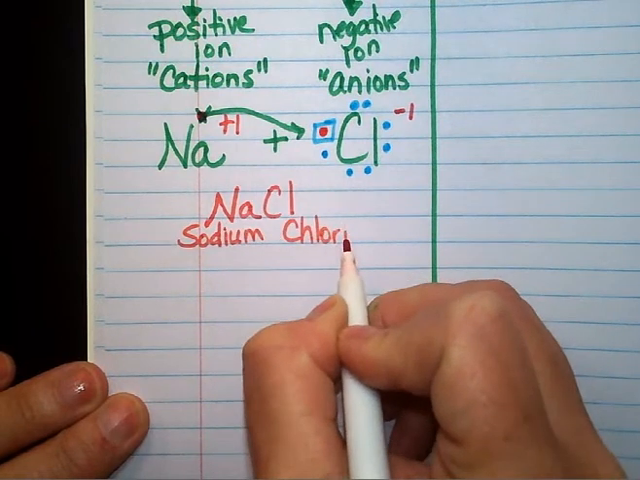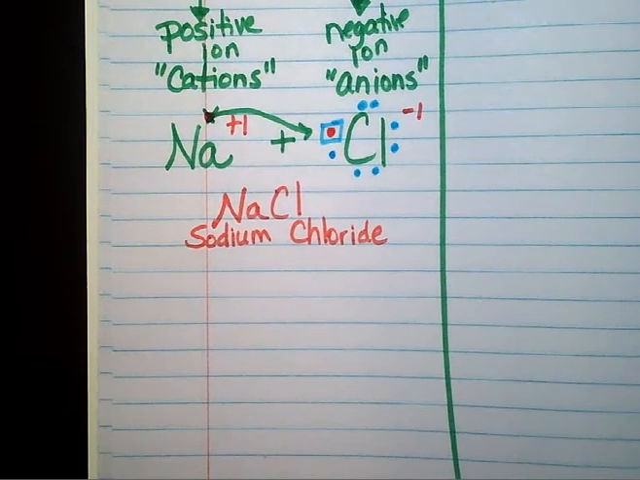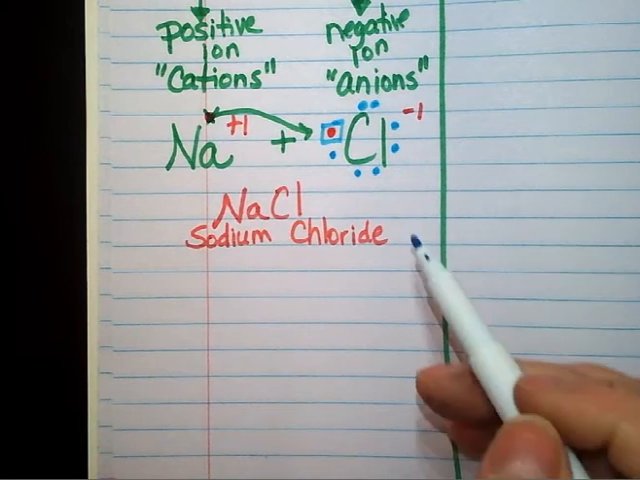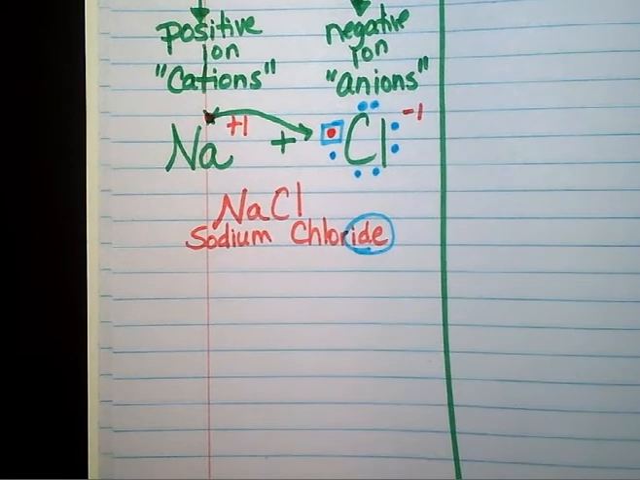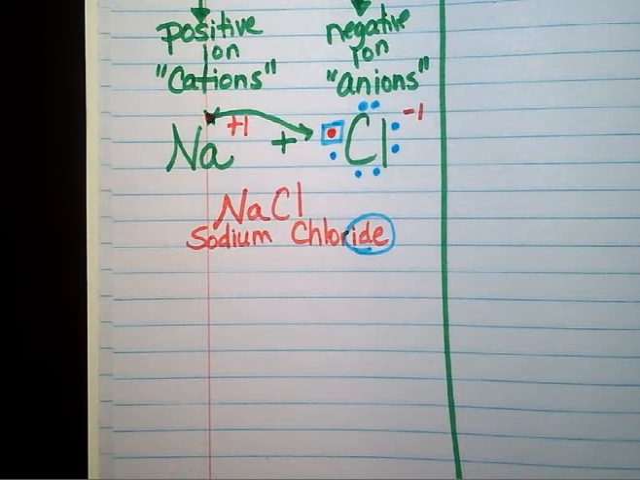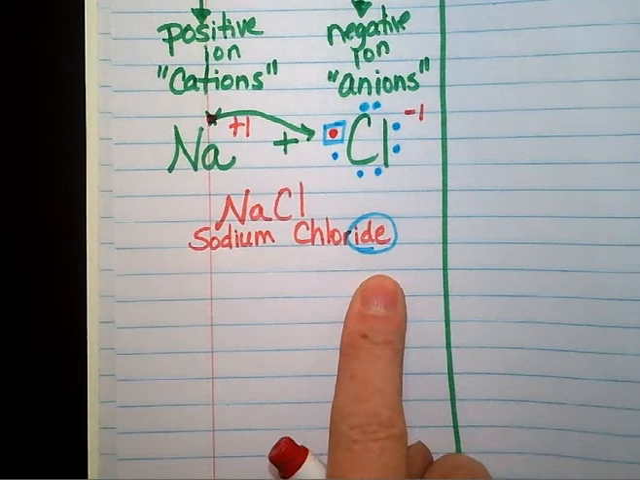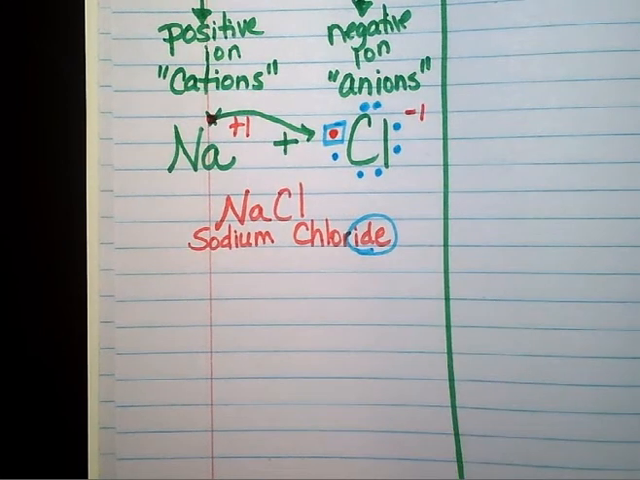So pay close attention right here to the end. We started off with chlorine, and once it bonds, it changed to an ending of not -ine, but -ide, which is chloride. Anytime the non-metal bonds at the end, the second element, it's going to change to the ending -ide. It kind of signifies a name change, like when two people get married, usually one of the people changes their names.